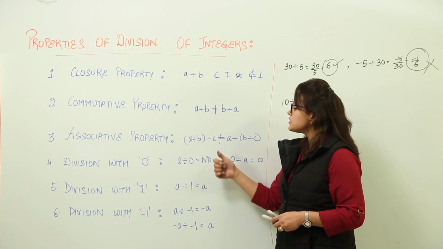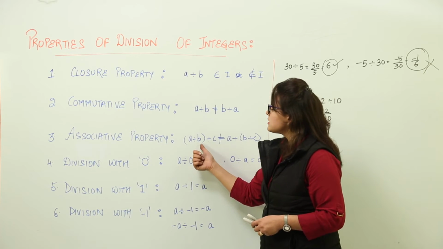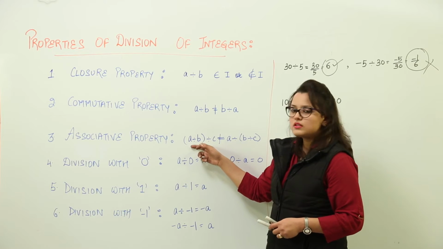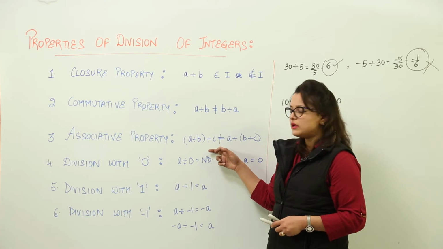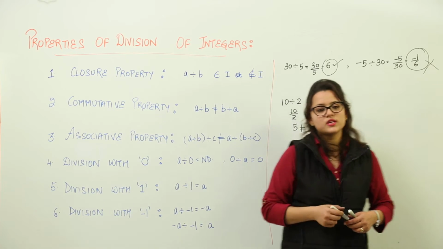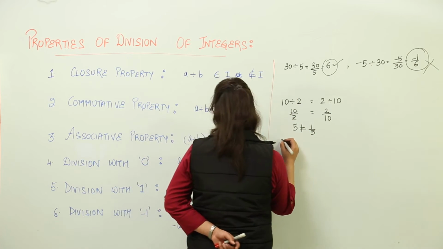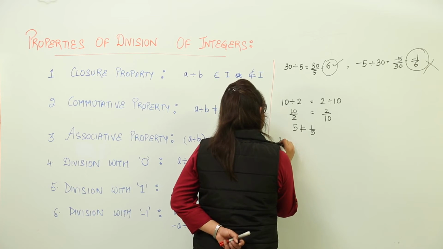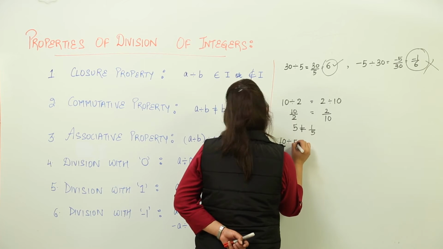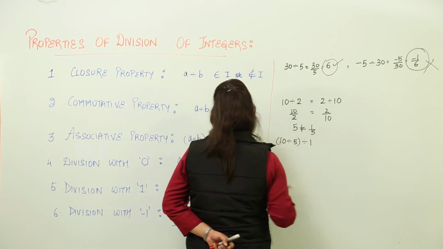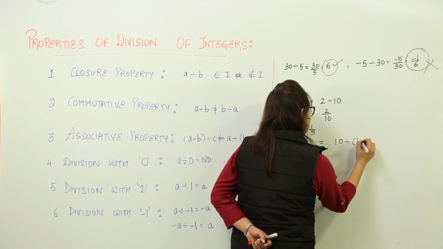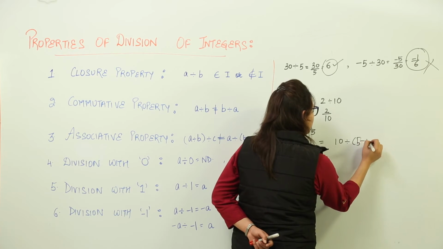Next we have the associative property. The associative property is telling us that the division of two integers in such a way that further the answer is divided with another integer will not be equal to the result if the order is changed. Let us check this also. Let's say for example, 10 divided with 5 divided with 1 and on the other side we would have 10 divided with 1 divided with 5 divided with 1.